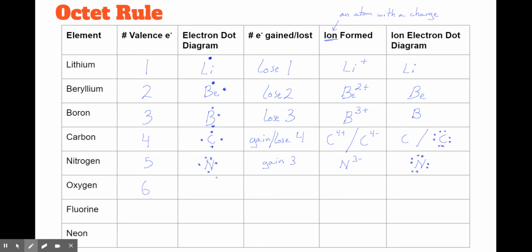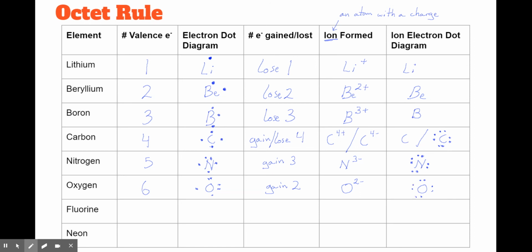Oxygen and everything in the column with oxygen has 6 valence electrons. It's going to be easier for it to gain 2 than to lose 6. And so oxygen and everything in this column is going to form a -2 charge, giving it the full valence shell.